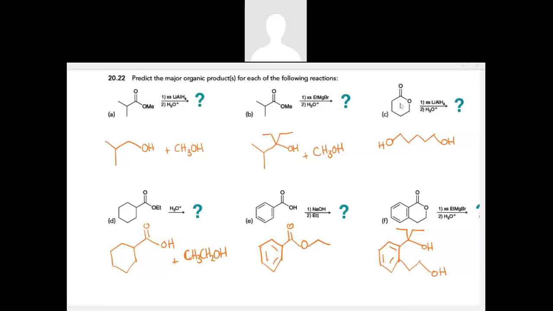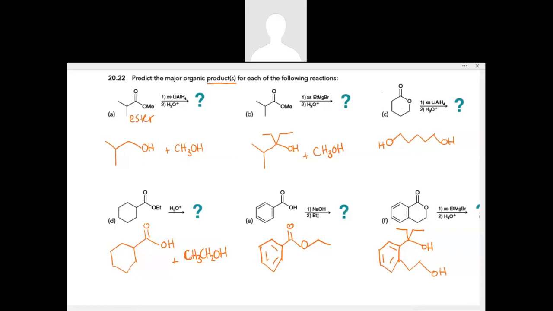For chapter 20, problem 22, we're asked to predict the major organic products. Sometimes there's one, sometimes there's going to be more than one, for each of these following reactions. So let's start with part A. We see that we have our ester here that will be reacted with lithium aluminum hydride.